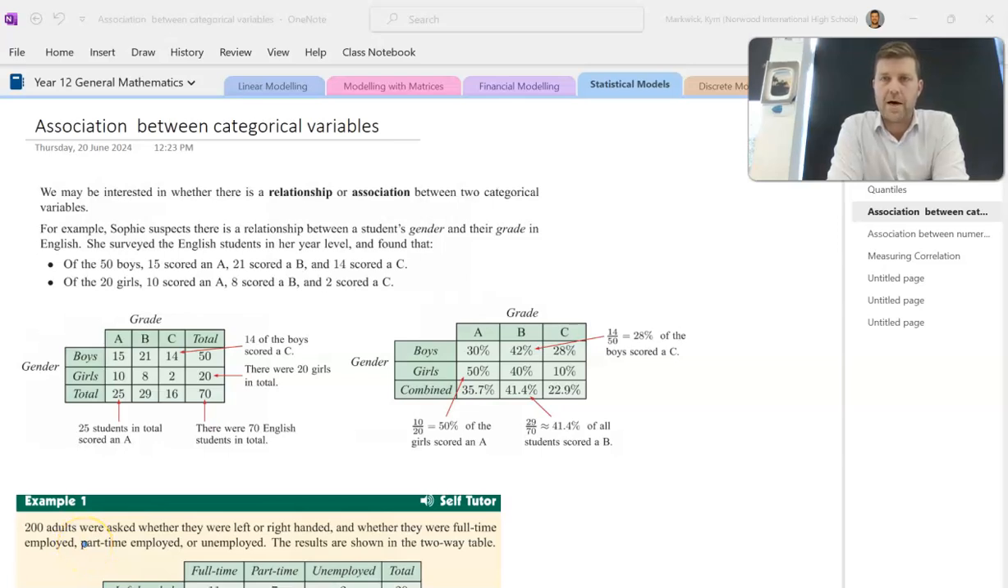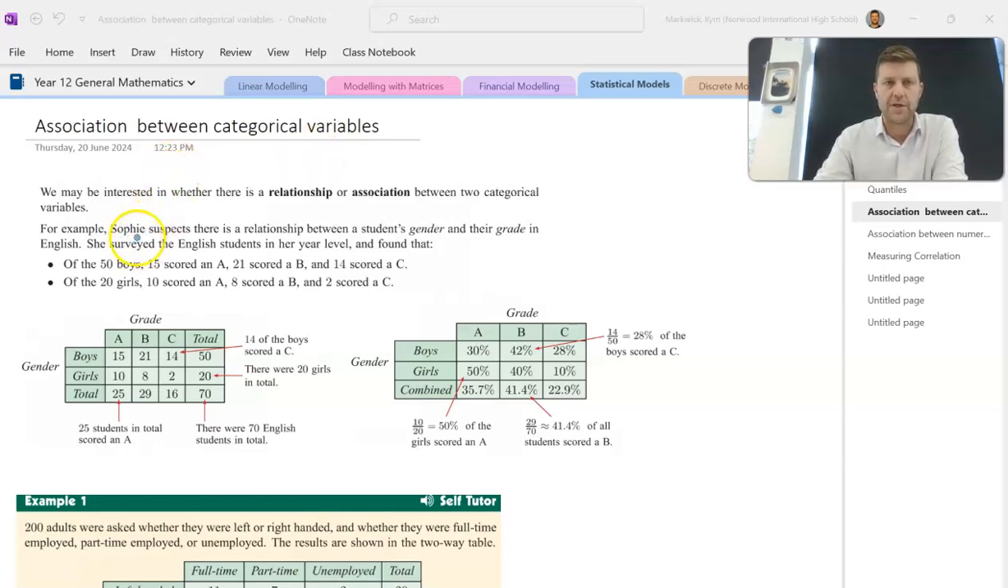In Year 12 General Maths, the statistics topic is pretty much broken into two main subtopics: looking at the normal distribution curve, which my class has already covered, and the second part, looking at bivariate statistics. So looking at two variables and whether there is a relationship or an association between them. Today we're going to be focusing on categorical variables or categorical data in particular, and then we'll move on to looking at numerical variables or numerical data for the remainder of this topic.